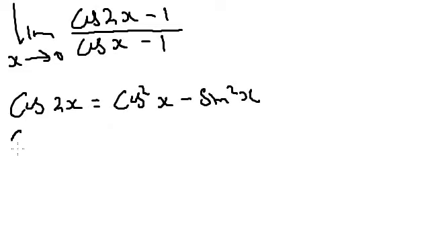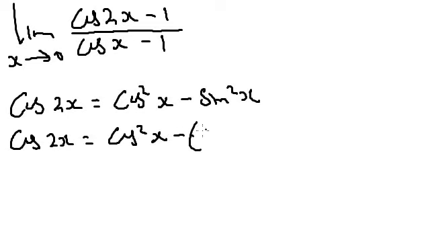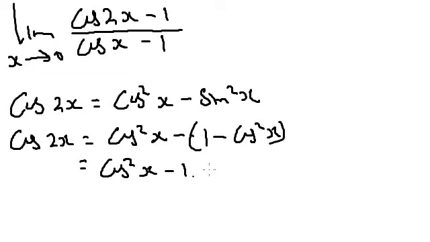We can now have cos 2x equal to cosine squared x minus, now we said, 1 minus cosine squared x. Now simplifying the right hand side, we have cosine squared x minus 1, distributing the negative, plus cosine squared x. And these are like terms. Adding them up, we have 2 cosine squared x minus 1.